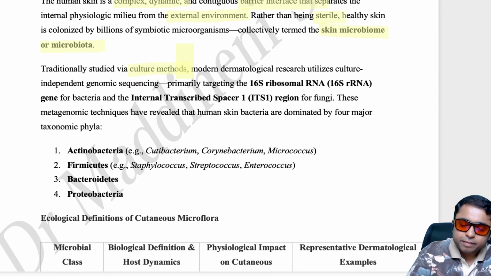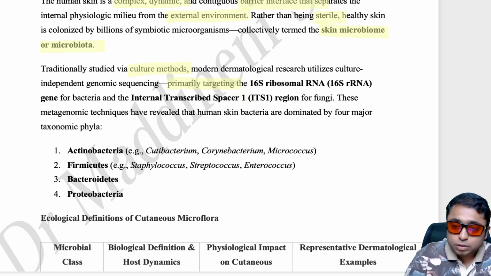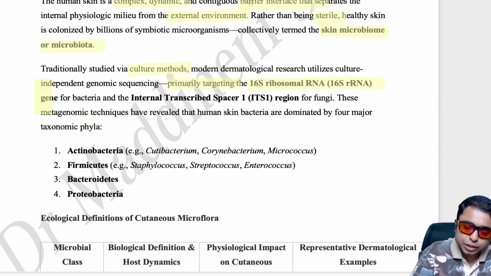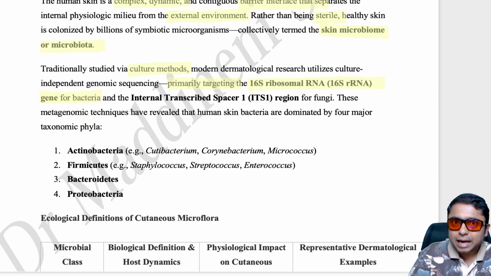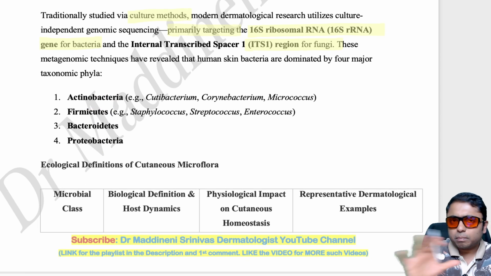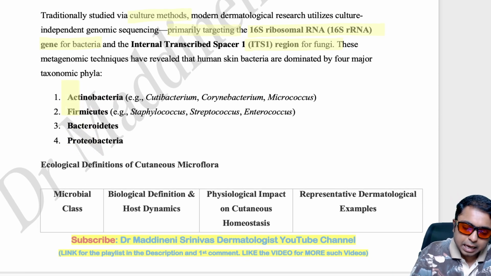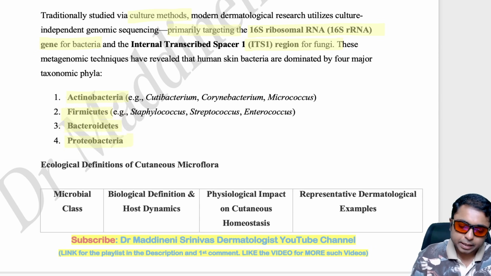Traditionally, it was studied via culture methods, but now we are using some targeted methods which are very highly sophisticated, that is 16S rRNA gene for bacterial identification and the ITS1 region for fungal identification, right? And broadly you can remember these as Actinobacteria, Firmicutes, Bacteroidetes and Proteobacteria.